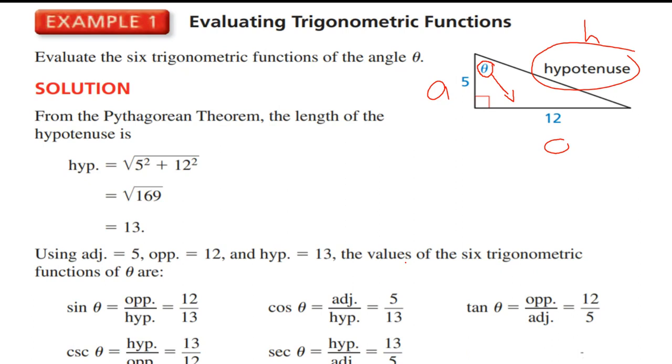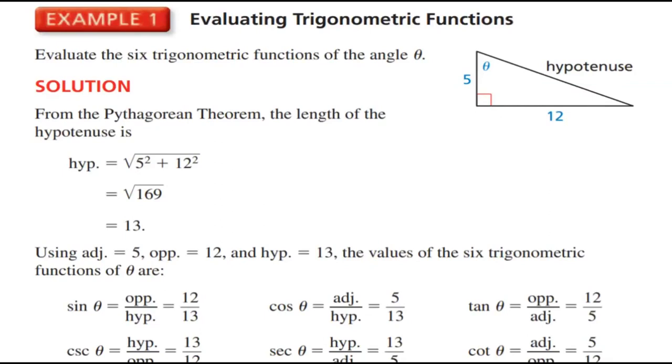Tangent, the reciprocal of your tangent will be cotangent theta. So it will be 5 over 12. So these are now the values of the 6 trigonometric functions. Sine theta will be 12 over 13. Cosine will be 5 over 13. Tangent will be 12 over 5. Cosecant will be 13 over 12. Secant will be 13 over 5. And cotangent will be 5 over 12.